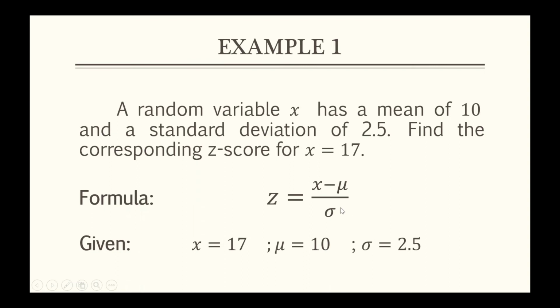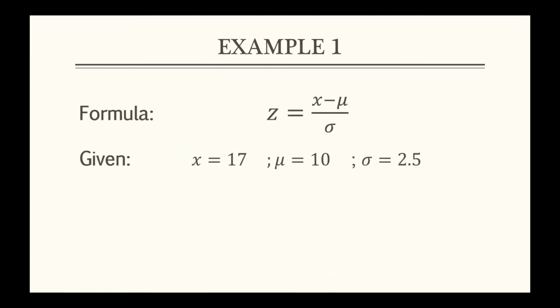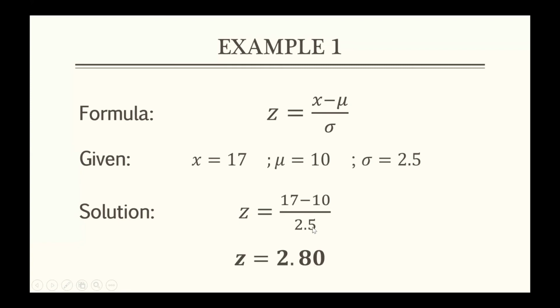Using the formula for standard score or z-score, that is z equals the raw score, 17, minus 10 as the mean, all over the standard deviation, which is 2.5. Using your calculator, 17 minus 10 is 7 divided by 2.5. That is approximately 2.80.